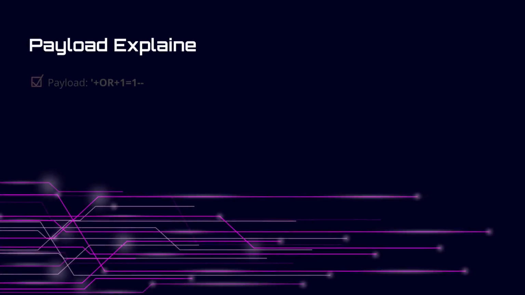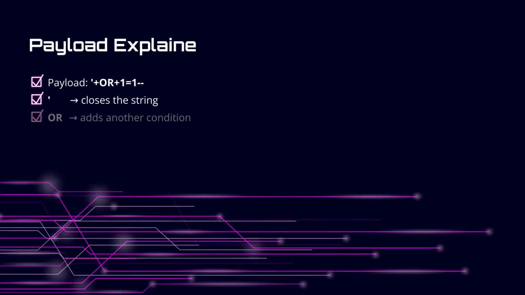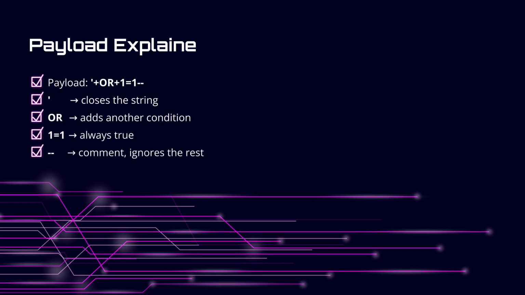Now here's our payload: single quote, space, or, space, 1 equals 1, dash dash. Let's break it down. The single quote closes the text string. A string is just text wrapped in quotes, like gifts. The space is just a space, OR adds another condition. 1 equals 1 is always true, and dash dash makes the rest of the query a comment, so the database ignores it. Altogether, this forces the query to return all products, not just the released ones.